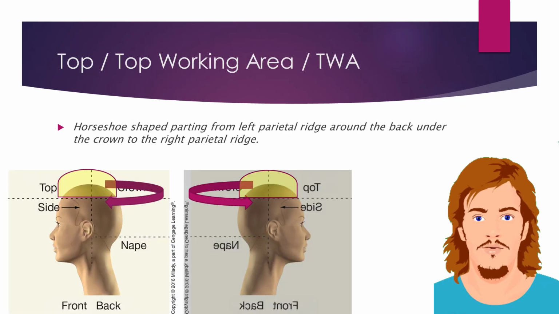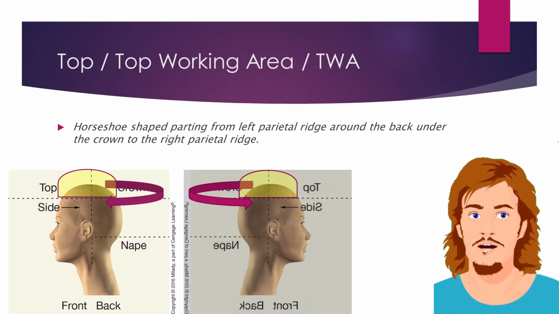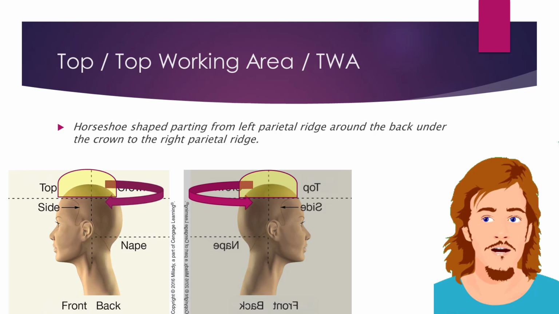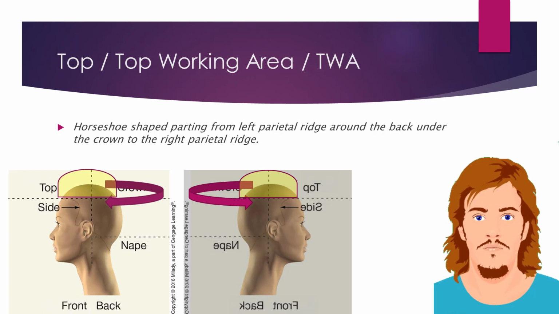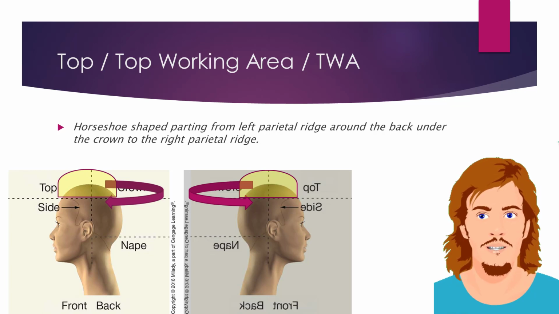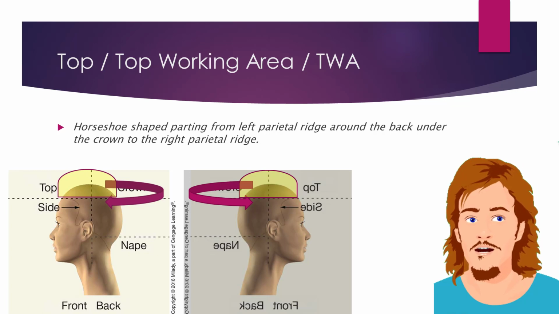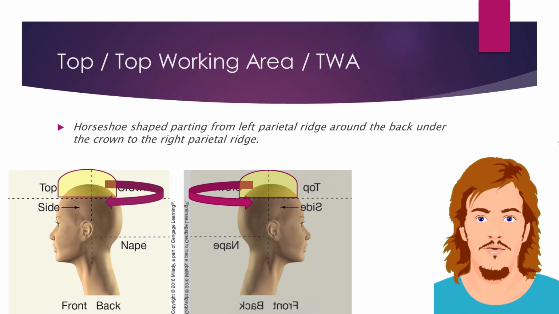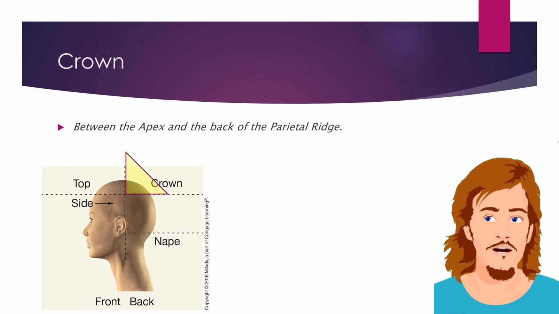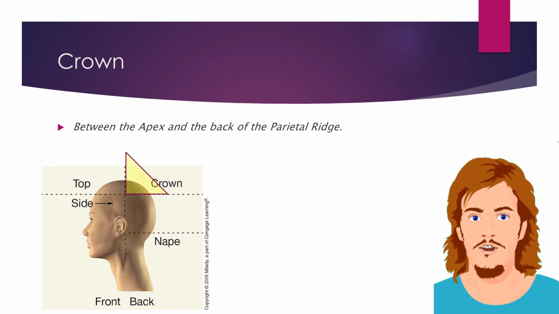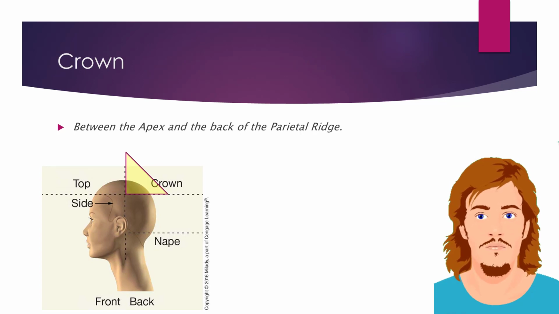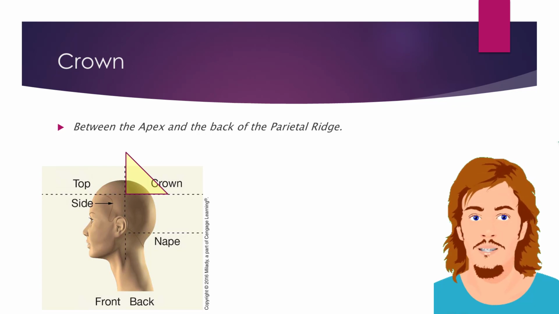The first of these areas that you should become familiar with is known as the top working area, or the TWA. It is a horseshoe-shaped parting from the left parietal ridge, around the back, under the crown, to the right parietal ridge. The crown can be located between the apex and the back of the parietal ridge. It is in this area that we must be cautious of growth patterns, such as cowlicks and whorls, that can affect our haircut.